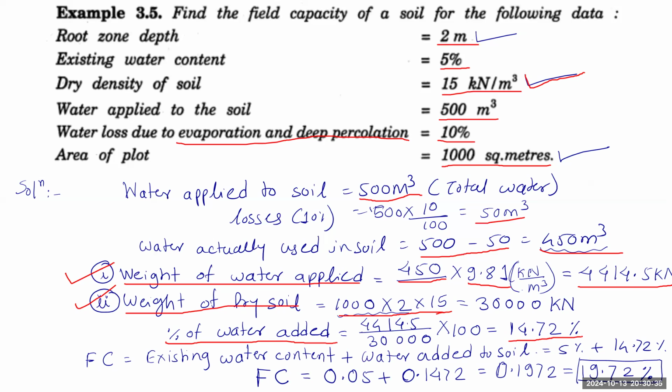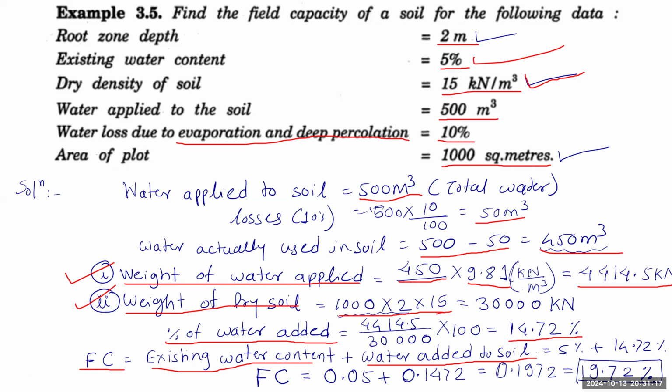Now, from this data, we get one value. What is that value? That value is 14.72%. 14.72% water is added to the existing moisture content, existing water content. Existing water content is how much? It is 5%. So if we add the existing water content and the water added to the soil, which is 14.72%, the addition of these two is what? It is the field capacity.